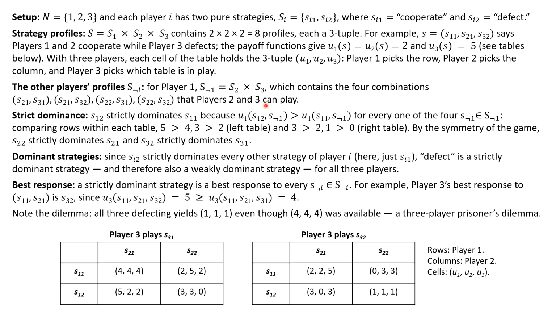On this slide, I have an example of a game with 3 players. It's an extension of the prisoner's game, but now we have 3 players. I have it listed here, players 1, 2, and 3. And they each have 2 pure strategies, either cooperate or defect. So the strategy profiles, this cross product we talked about before, there would be a total of 8 possible combinations.